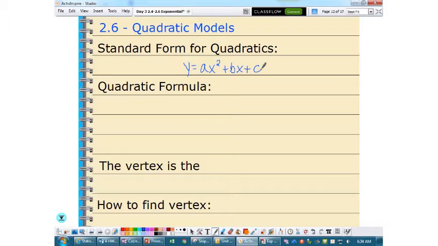That's how we're going to use our quadratics in this unit, and we should hopefully know by now that the quadratic formula is x equals negative b plus or minus the square root of b squared minus 4ac all over 2a. We're going to have to use those two things throughout this section of the textbook to form some models. So the vertex is either the max or min point.